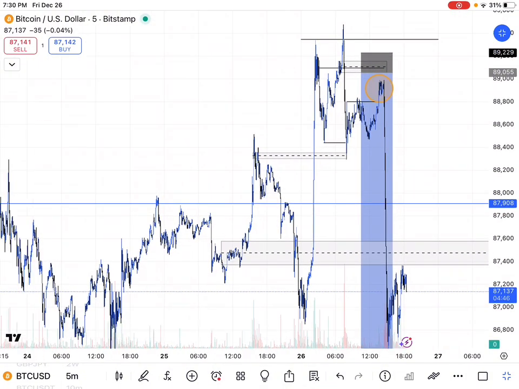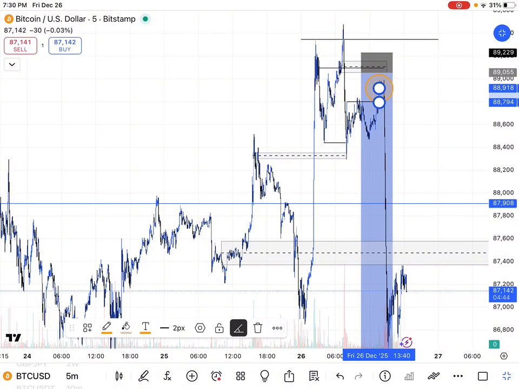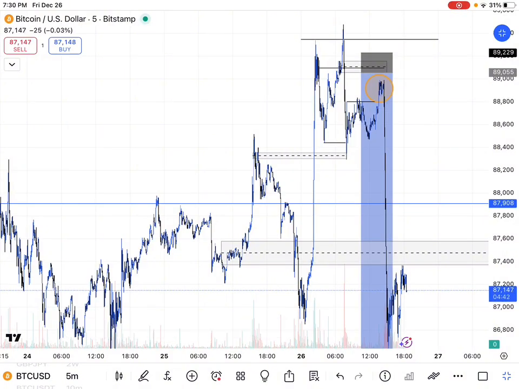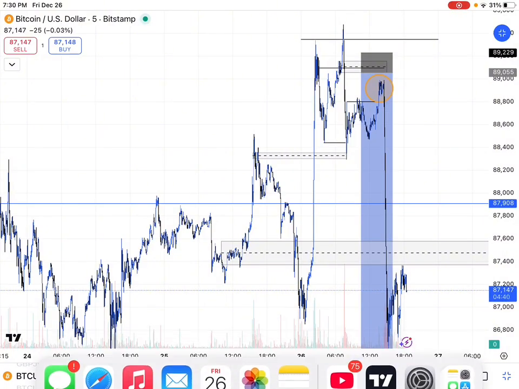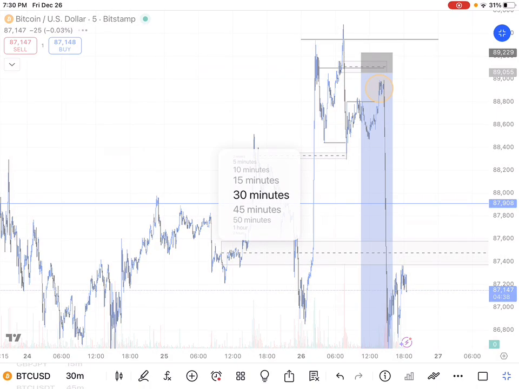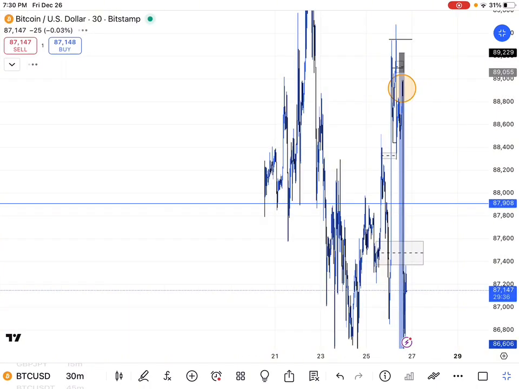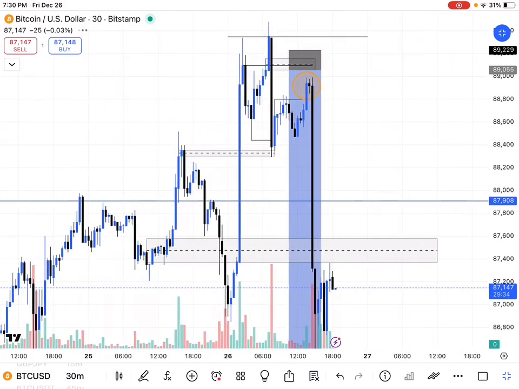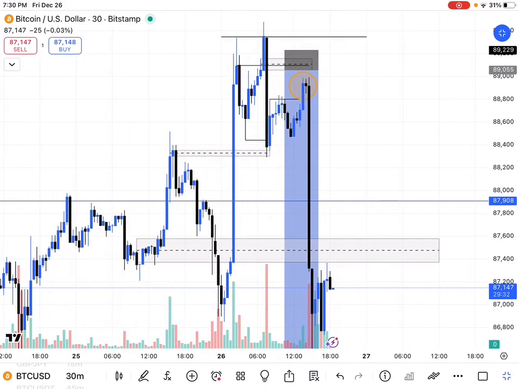I'm just going to blame it on December price action. But it fell down from a fair value gap, and I do not use fair value gap as an entry. I rarely use fair value gap as an entry.